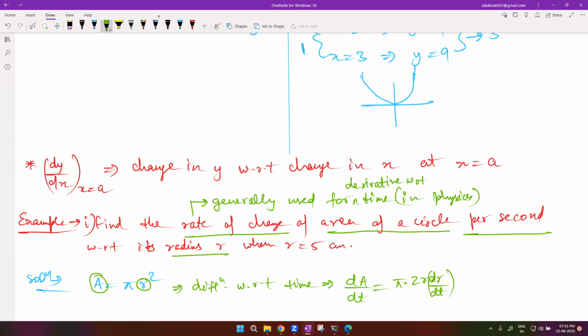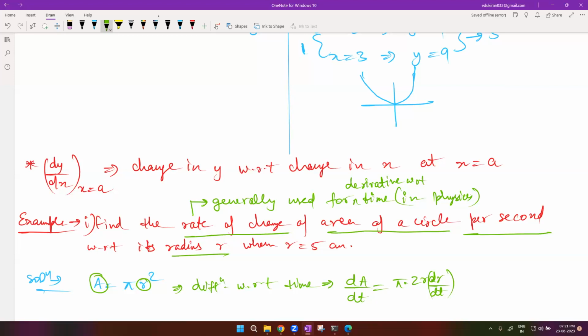A constant is a constant, but if you want to differentiate any variable with respect to another variable, then that value must be known. Now, if you want to find out the rate of change of area, that is dA by dt, you must know dr by dt, but they have not given us dr by dt.